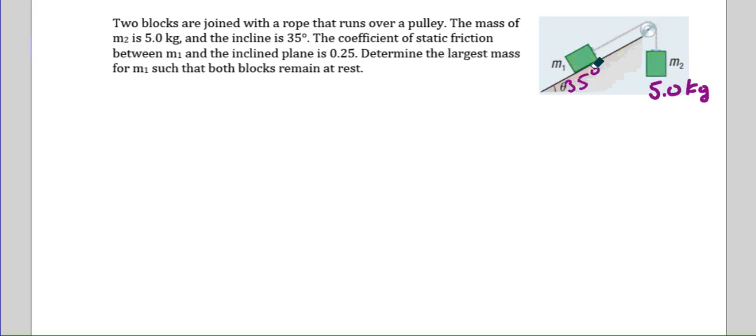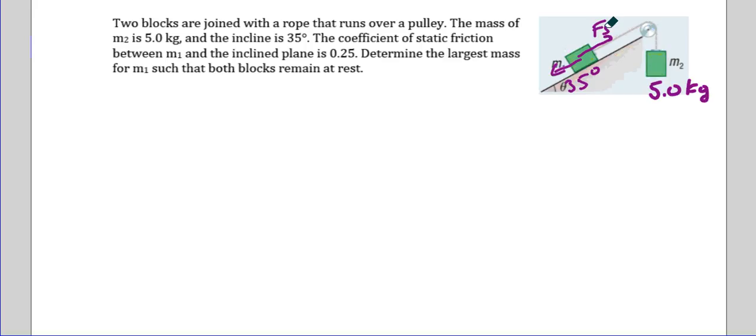We also have the coefficient of static friction between M1 and the incline. M2 is hanging free, so there will be no friction there. And we are supposed to determine the largest mass for M1 before it starts moving. So if there was a large mass of M1 and it caused motion, it would be going in this direction. So we know that static friction would be acting in the opposite direction, which is up the ramp.